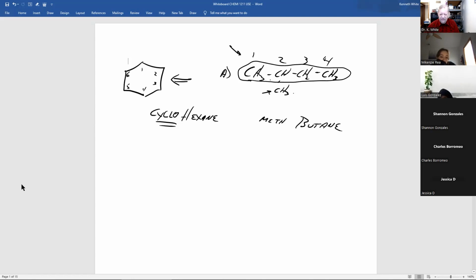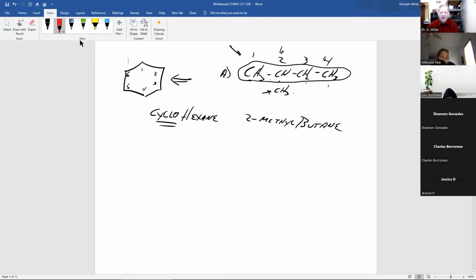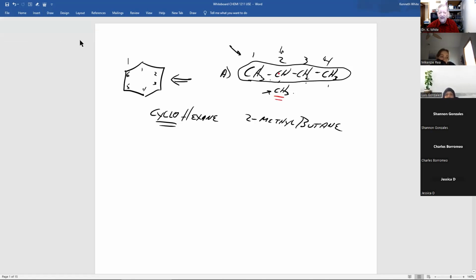CH3 is methyl, and it's on carbon number 2. We started the other way, 1, 2, 3. Remember, you always number the alkyl groups such that they get the lowest numbers when there are no other functional groups. And we'll get to that the rest of the semester. Now, the reason why I put this up is a common mistake on test number 1: the student sees, oh, this methyl group is on that carbon, I'll make that carbon number 1.